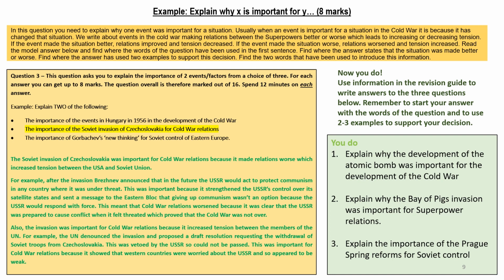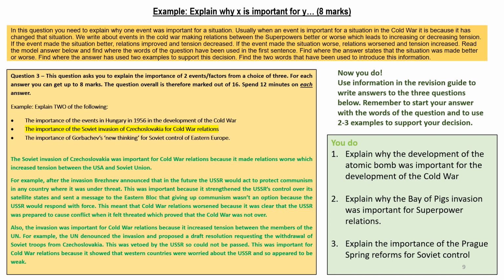So how the Cold War started and then grew. So the first thing you're going to do with your first sentence is put the words of the question back into the answer and make a decision about whether it was important because it made relations better or worse. So you're going to write, the atomic bomb was important for the development of the Cold War because it made relations worse and increased tension. The next step is to write for example, and you would then use information to put into your answer to show why it made relations worse.